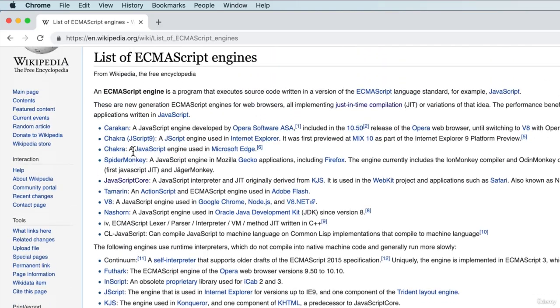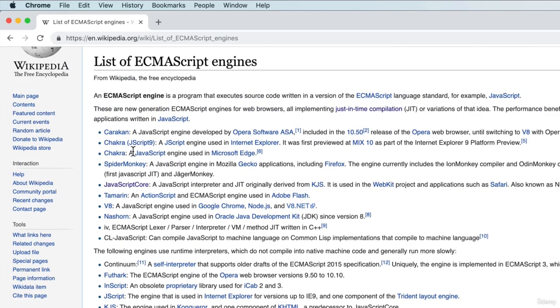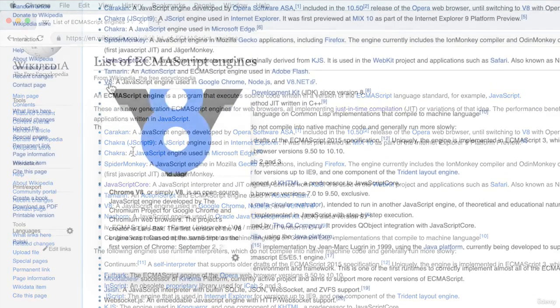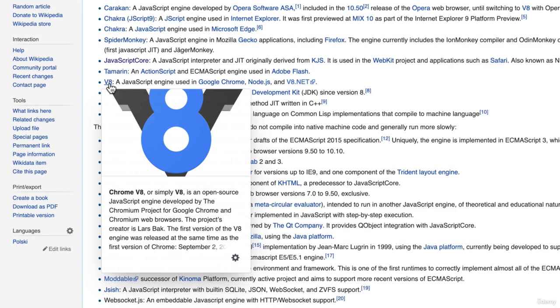Now, these engines are written by programmers. For example, the V8 engine is written in C++. But why do people write these engines? 2008 marked a really pivotal moment in history when it comes to JavaScript, because V8 was released by Google. Before then, most browsers used engines that were very basic, which meant that JavaScript was a little bit slow.